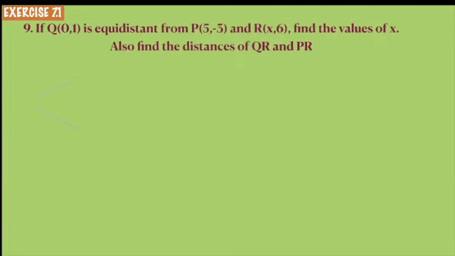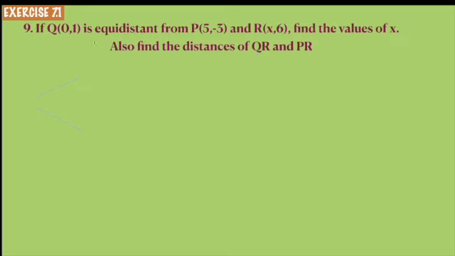Now, the ninth problem of exercise 7.1. The ninth problem is like this. If Q (0, 1) is equidistant from P (5, minus 3) and R (x, 6), find the values of x. Values are asked, more than one it is. Find the values of x. Also find the distances QR and PR.